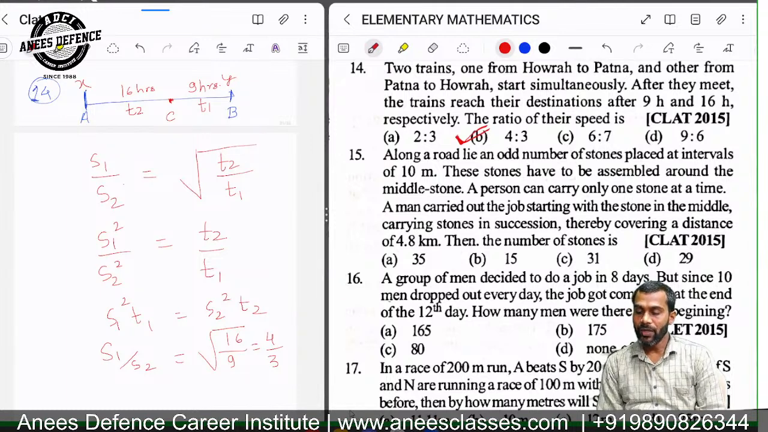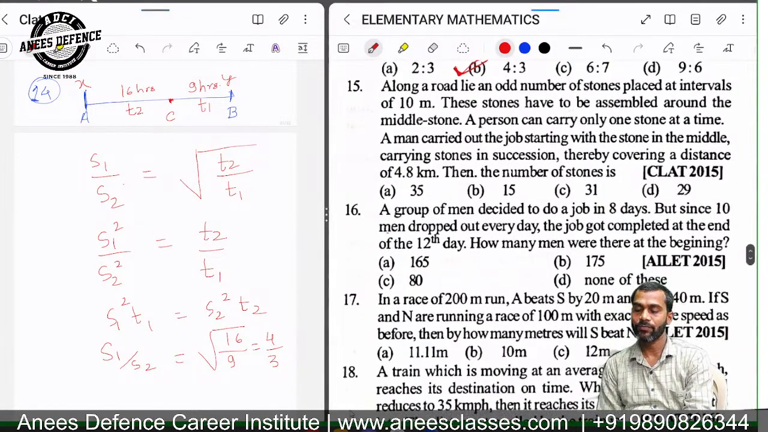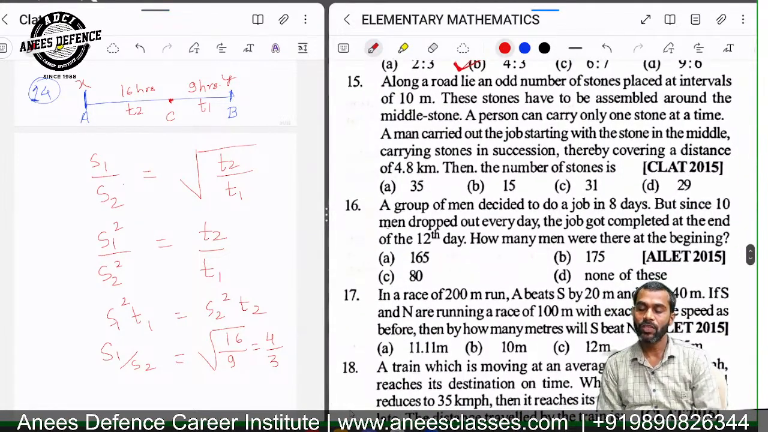Please try question number 15. This is a very good question. Very, very good question. I mean, please try question number 15. Please try to understand the question carefully. Just read the question carefully.